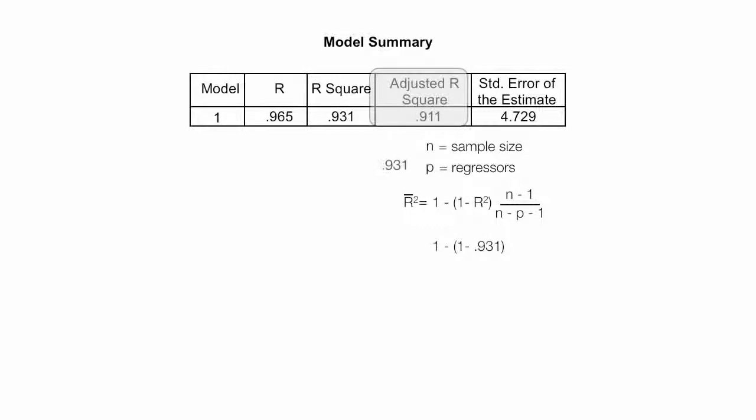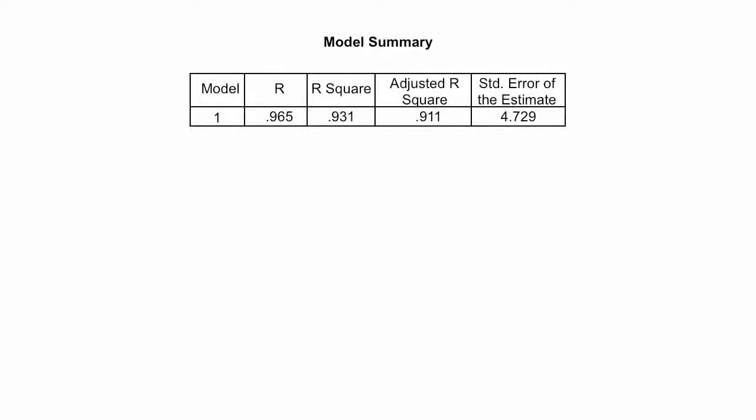So it's 1 minus 1 minus 0.93 times the sample size minus 1, which is 10 minus 1, divided by 10 minus 3 minus 1, which is, those three are based upon constant, absences and SAT scores. And trust me, if you did the math, it would equal 0.911, which is my adjusted R squared. Again, knowing how to use the equation is not important, just knowing that it's an adjustment based upon the sample size and the number of regressors.